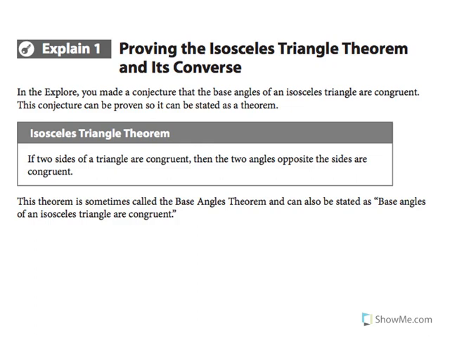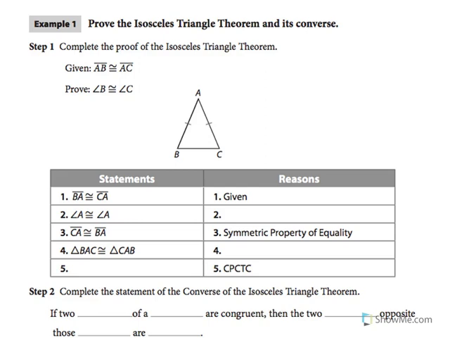So here is the drawing. So we can say that if two sides of a triangle are congruent, then the two opposite angles are also congruent. This theorem is sometimes called the base angle theorem and can also be stated as the base angles of an isosceles triangle are congruent. Okay, so here is example 1 to prove: prove the isosceles triangle theorem and its converse.